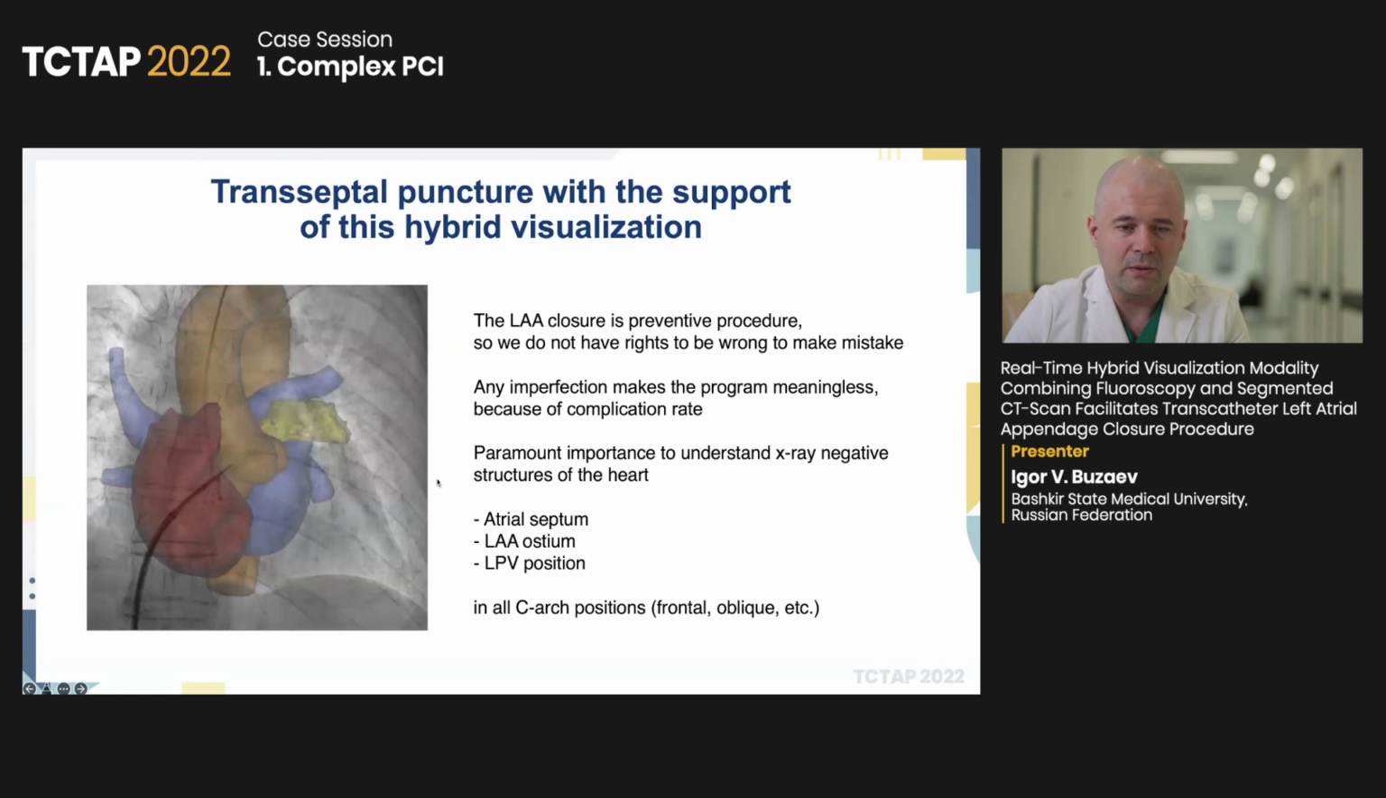And then we need to make the transeptal puncture, and because the LAA closure is a preventive procedure, we don't have the right to be wrong and make errors. Any imperfection makes the program meaningless because of the complication rate. So that's why any tool to help us prevent complications is very, very useful.